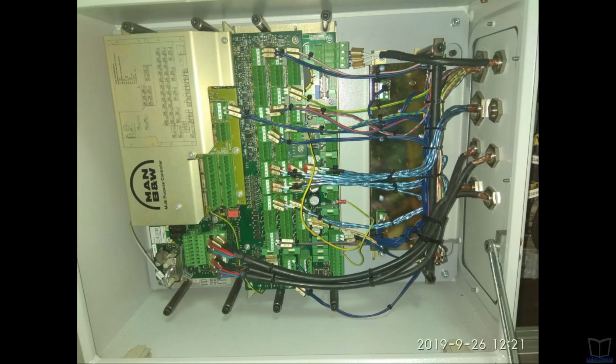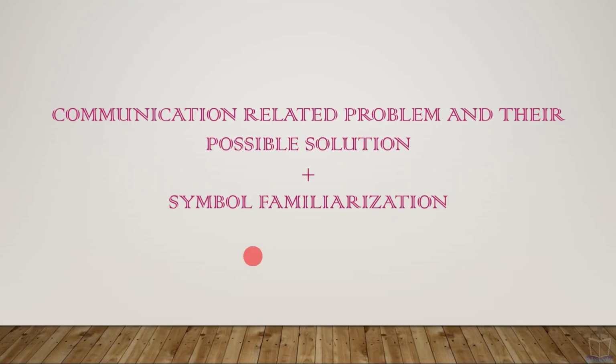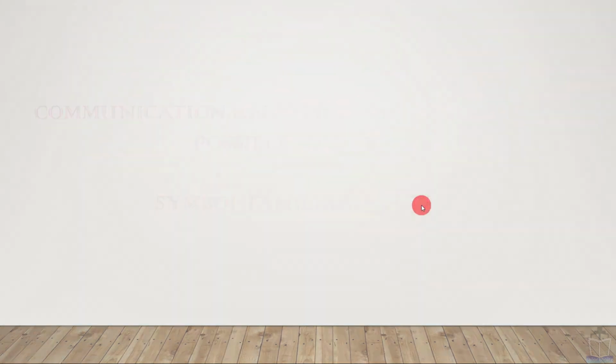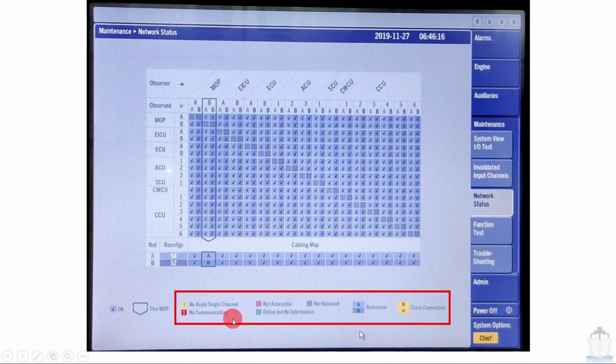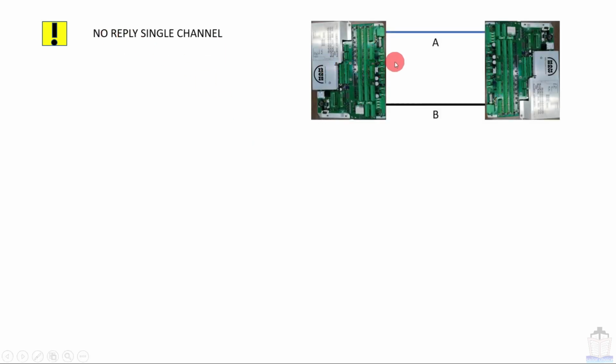So that was a small video for your reference, showing how the network cable is connected among all MPCs. The next chapter is communication related problems and their possible solutions, plus symbol familiarization. Here we are going to discuss all symbols in detail. Our first symbol is no reply single channel. So here we are going to understand what exactly it is.